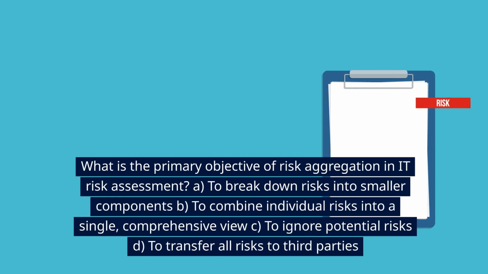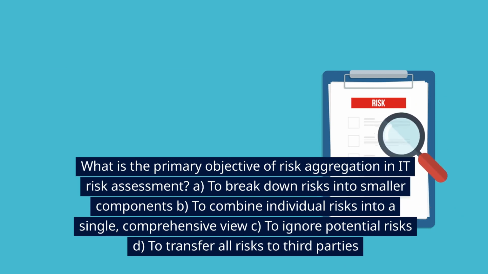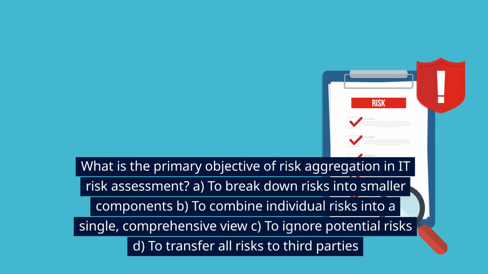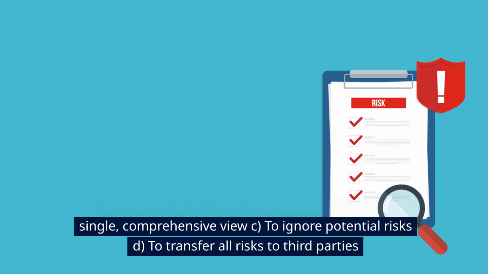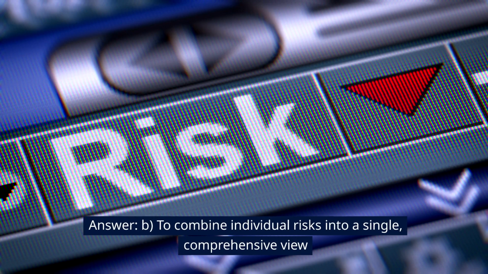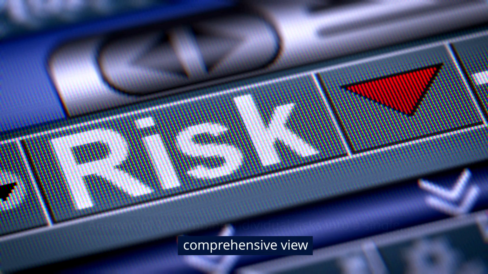What is the primary objective of risk aggregation in IT risk assessment? A. To break down risks into smaller components. B. To combine individual risks into a single, comprehensive view. C. To ignore potential risks. D. To transfer all risks to third parties. Answer: B. To combine individual risks into a single, comprehensive view.